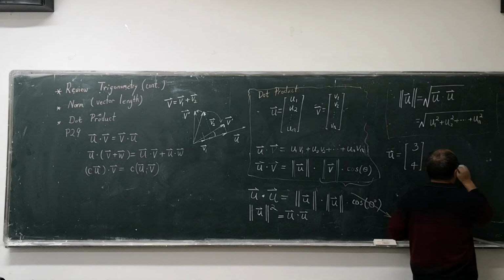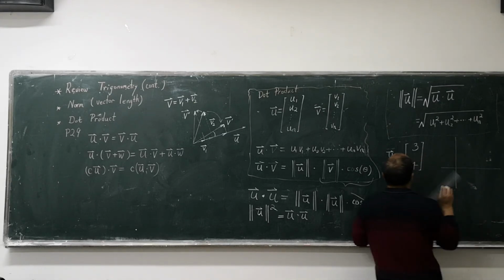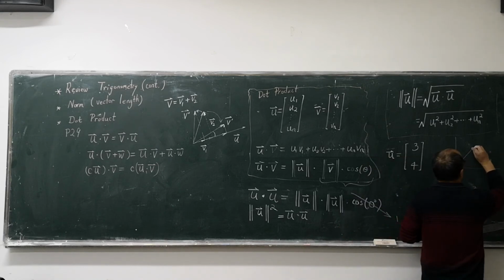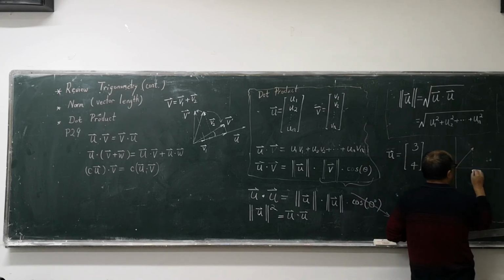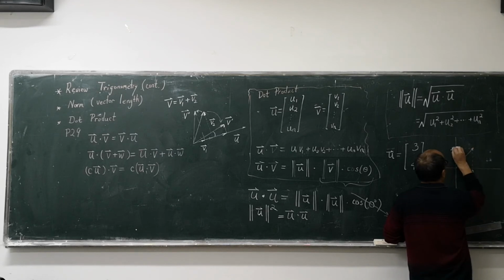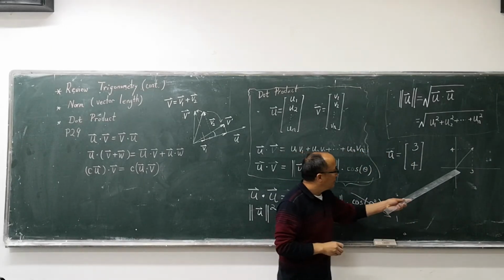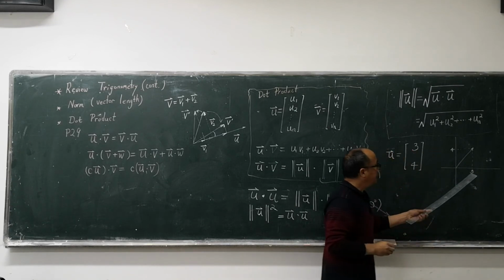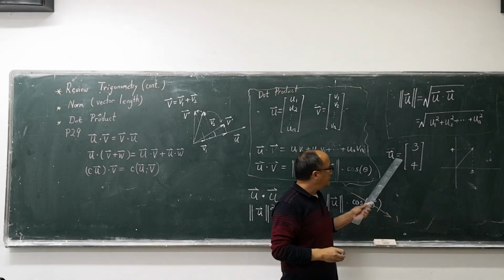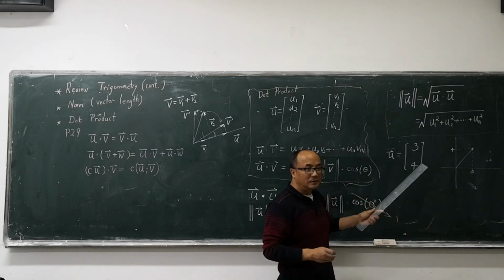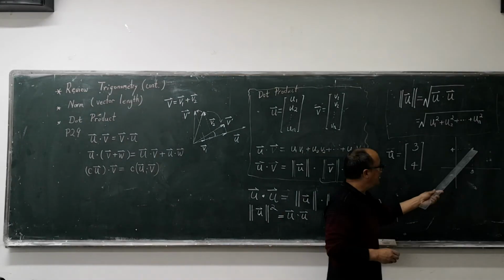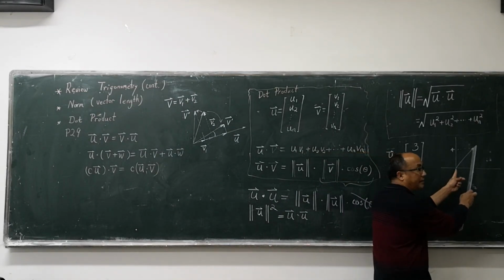I can draw on the board. Okay. Where is the vector u and the 3, 5? Here is the 3. And here is the 4. 3, 4. Okay? What is known? What is the length?